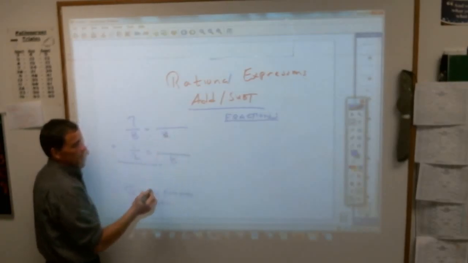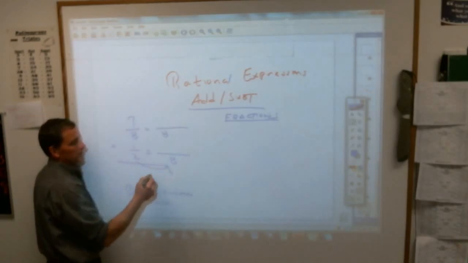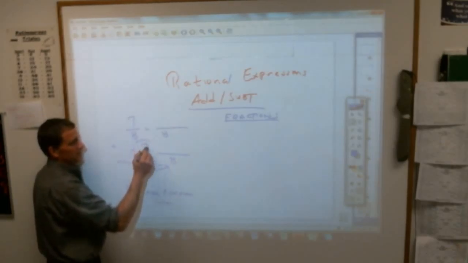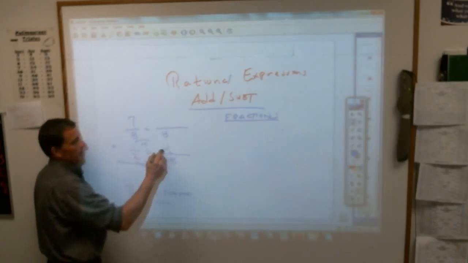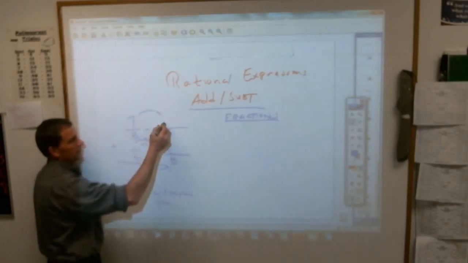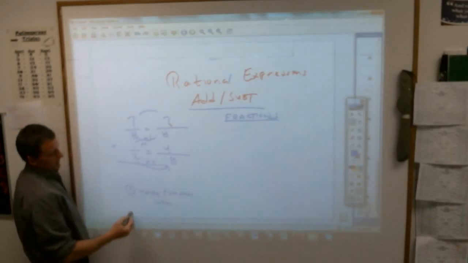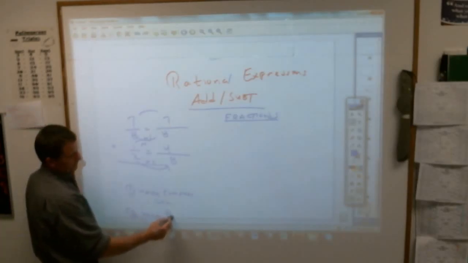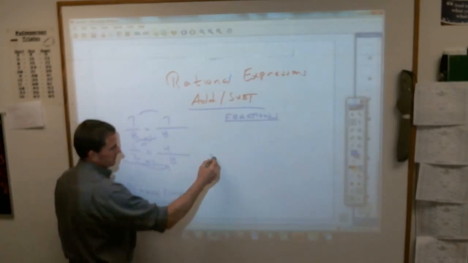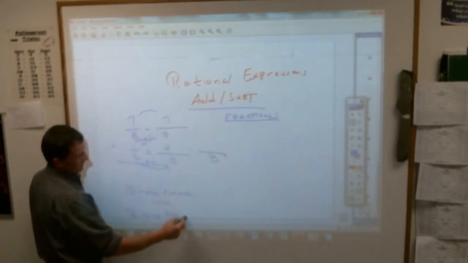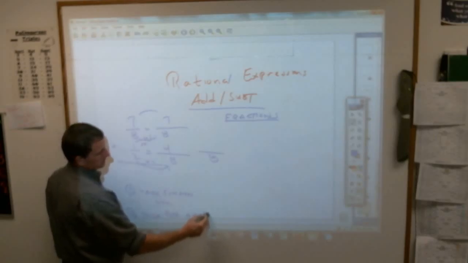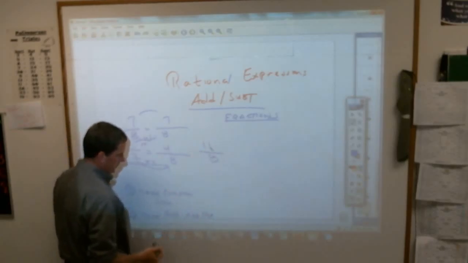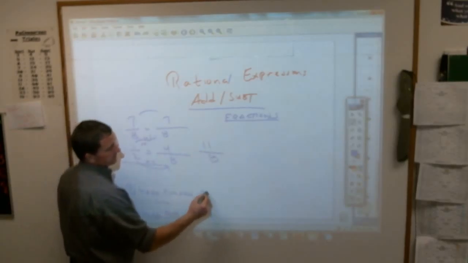And then when you do that, what do you have to do? You have to say, what times 2 gives me 8? 4, and then I have to do the same thing to the top. And what times this gives me 8? 1, and I do the same to the top. And then your last step is you keep the same bottom, which is 8, and you add the tops together, which is 11, and then of course, always simplify.